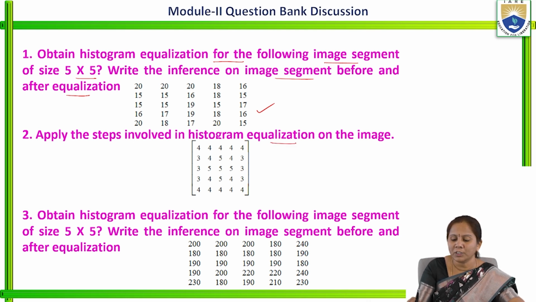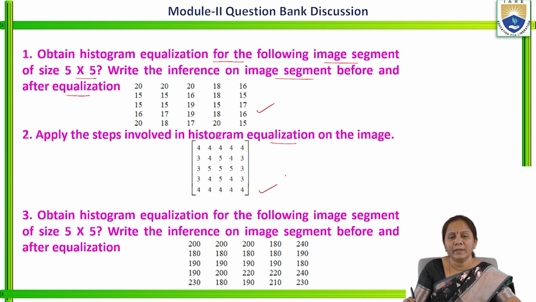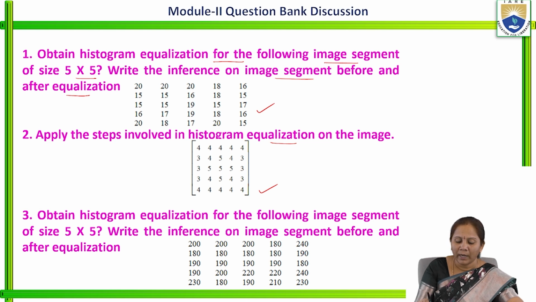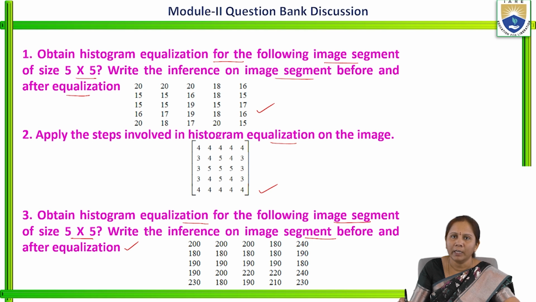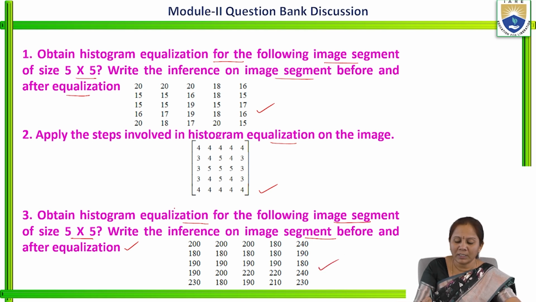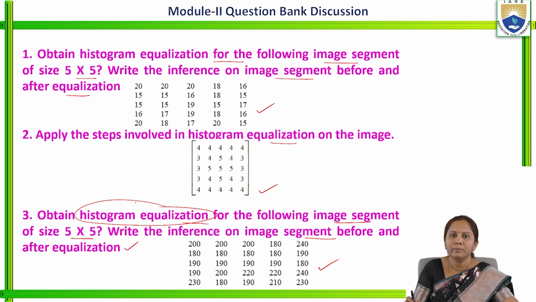This question is also related to histogram equalization, so the procedure of applying histogram equalization is very important. This is the image they have given. The next one is: obtain histogram equalization for the following image segment whose size is 5 by 5 and write the inference on the image segment before and after equalization. This is the matrix they have given, and for this we have to perform histogram equalization.